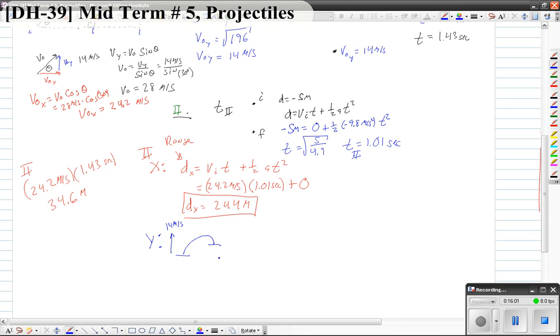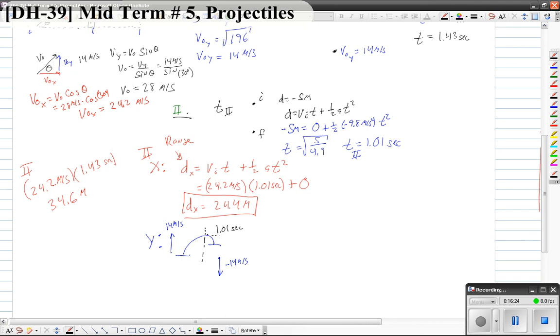I'll get a lot of students here that will say, oh, I know that. That's down at 14 meters per second. True if the arrow made it all the way back to the same height, but this is at a different height. This is at only 5 meters. Now, since we've already done a lot of work on this problem, we've seen that the time to come down from here to here is 1.01 seconds.